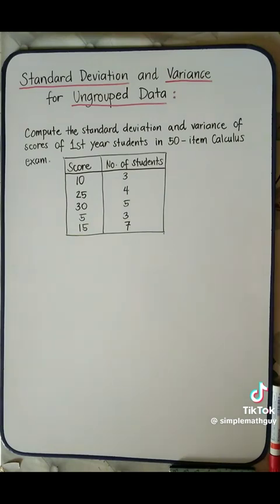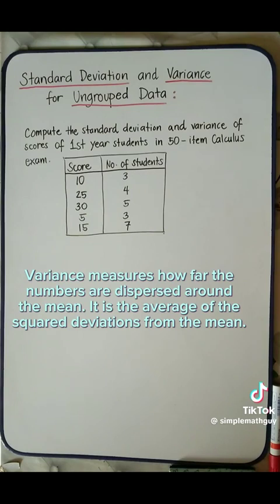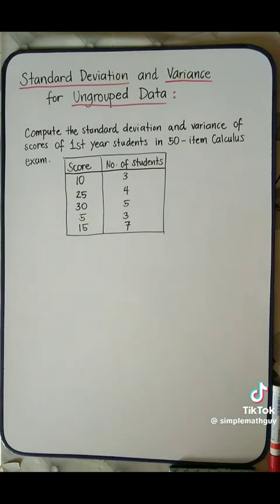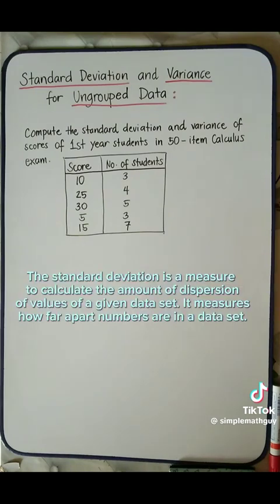Let's define first briefly these two. Variance measures how far the numbers are dispersed around the mean. It is the average of the squared deviations from the mean. The standard deviation is a measure to calculate the amount of dispersion of values of a given data set. It measures how far apart numbers are in a data set.